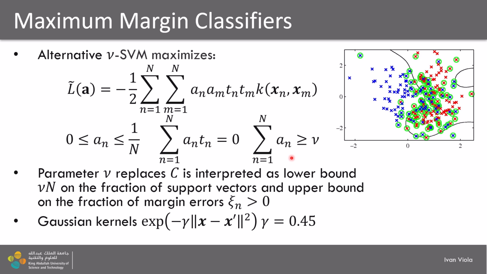And then it can also be seen as the upper bound on the margin errors. Margin errors occur only if all of the a_n have the value 1 divided by N, which means that they are inside the margin, closer to the decision boundary, or even misclassified, so they would have to be equal to 1 divided by N.